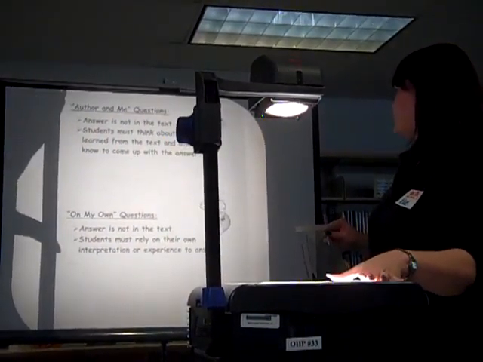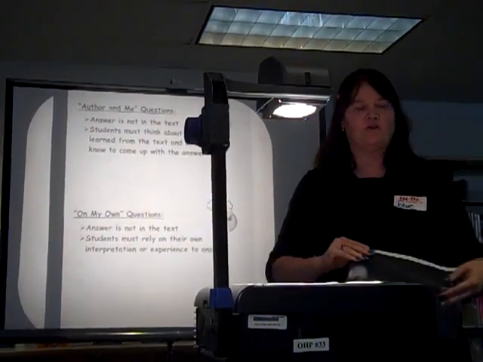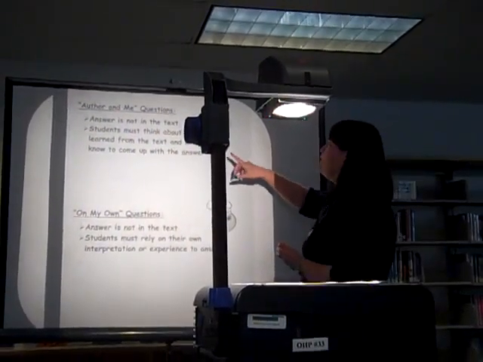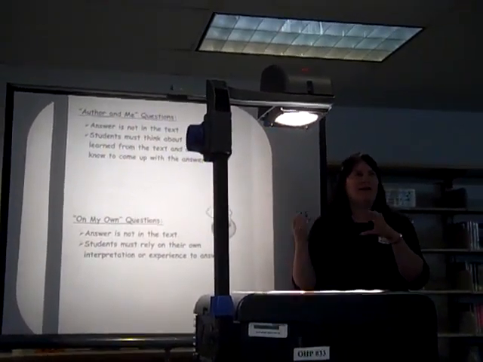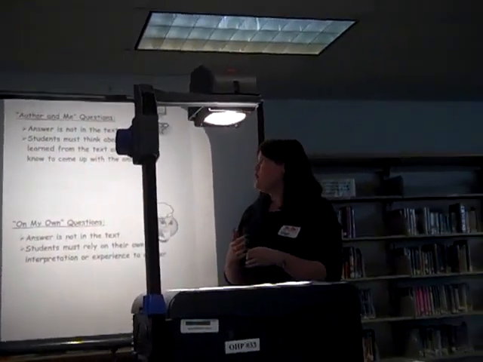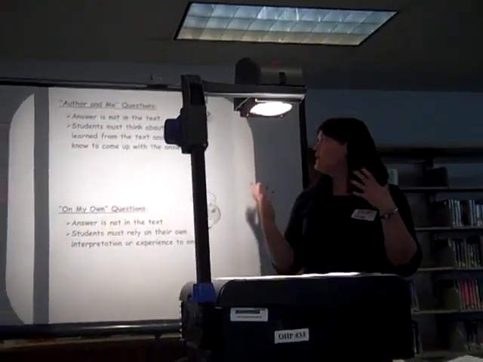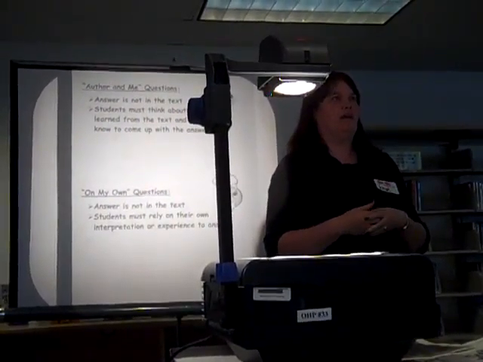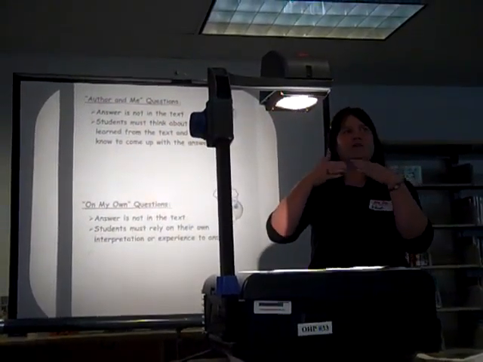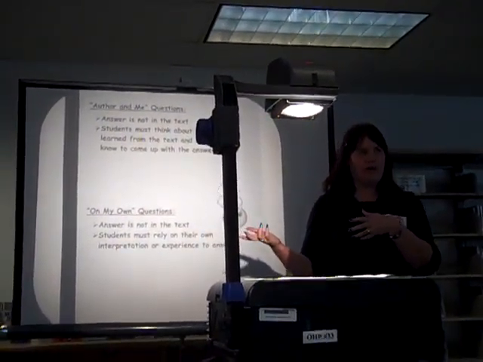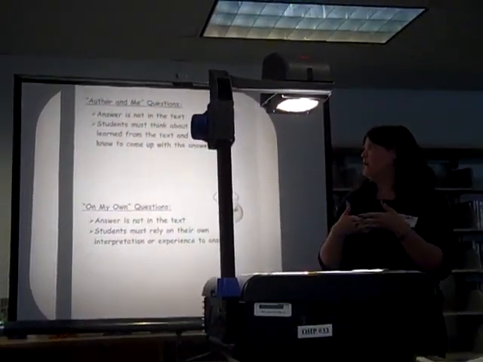For the other 2 types of questions, answers cannot be found in the text. For the author and me question, the answer is not found in the text. The students must think about what they have learned from the text and what they know to come up with that answer. These are higher level thinking questions because they actually have to use what they know already and what they've learned to come up with the answer.